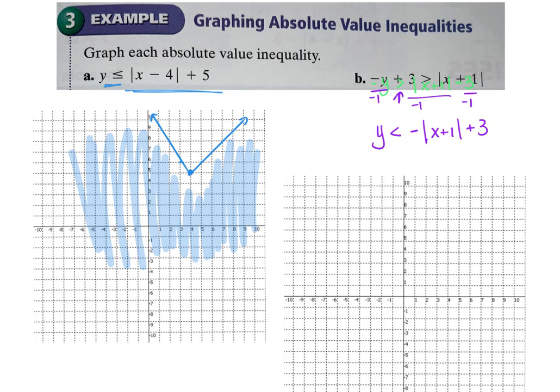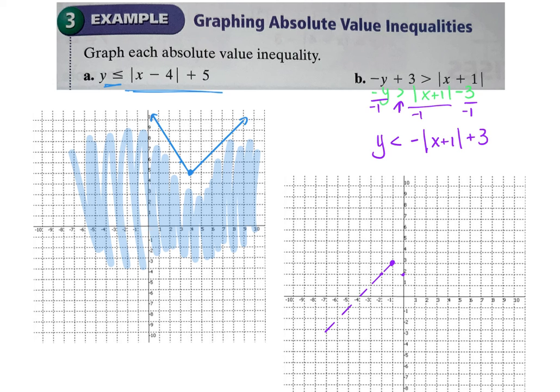So I'm going to graph it based off of that right there. All right, so where's my vertex going to be for this one? Yeah, left 1, up 3. Is it pointing up or down? Down. And what is my slope? 1. Now, is this going to be solid or dashed? It's going to be dashed. So I'm going to dash my line here.